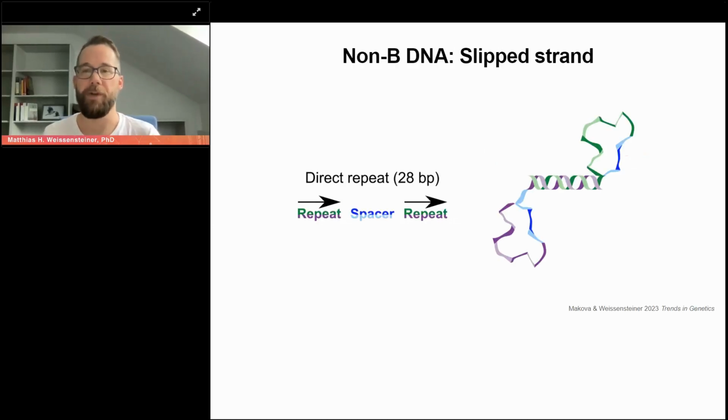Another non-bDNA structure are slipped strands. In this non-bDNA, you have direct repeats, meaning that you have a sequence repeated twice with an arbitrary sequence in between, called the spacer. And when this structure forms, the arms, so repeat 1 and repeat 2, are actually aligning in a shifted pattern, so that the spacer and also part of the arm is sort of looped out, and you have this slipped structure.